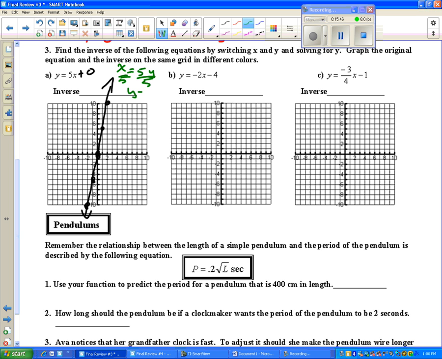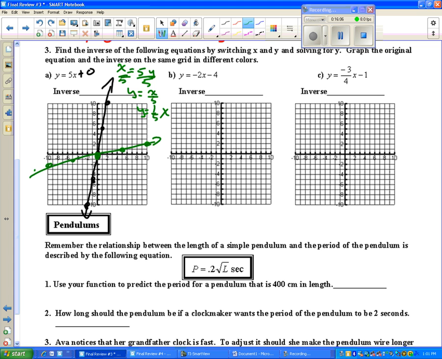So I get y is equal to x over 5, which remember is y is equal to 1/5 x. Again, my y-intercept is still (0, 0), but now my slope is up 1, right 5, or down 1, left 5.